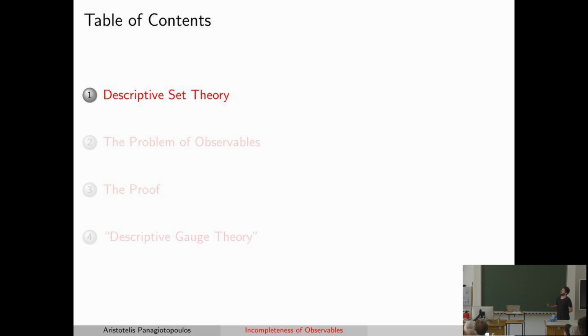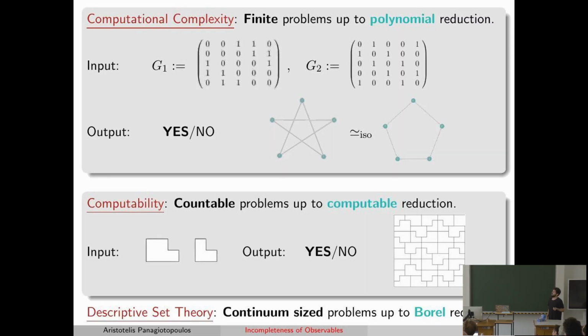If descriptive set theory cared about the finite, it would have been computational complexity, right? So in computer science, in computational complexity, where we study finite objects, we study finite problems up to polynomial time reductions. So for example, maybe you know some things about graph isomorphism. The idea there is you would like to have an algorithm that when you plug in two graphs via their adjacency matrices, you want in polynomial time the algorithm to stop and say yes or no depending on whether these two graphs are isomorphic.